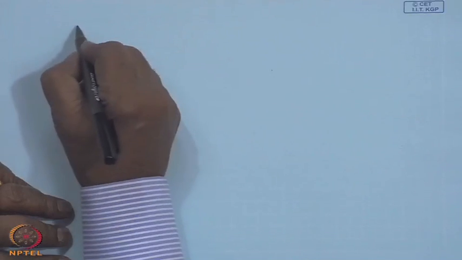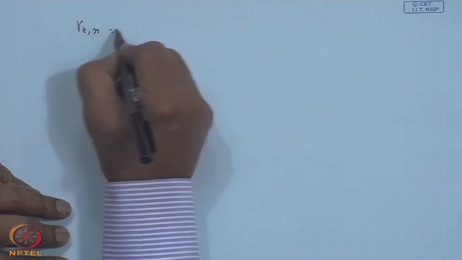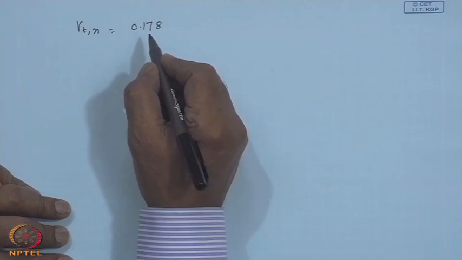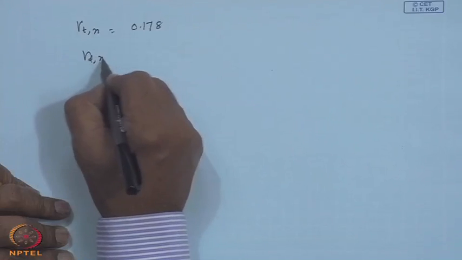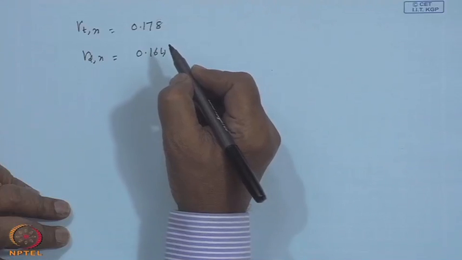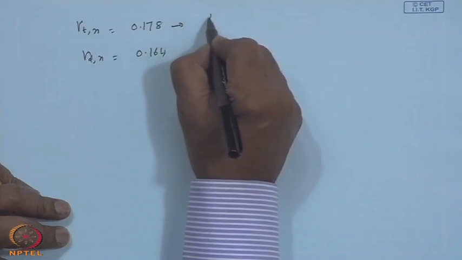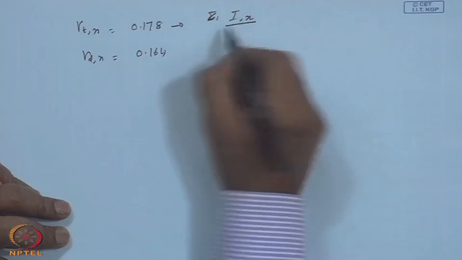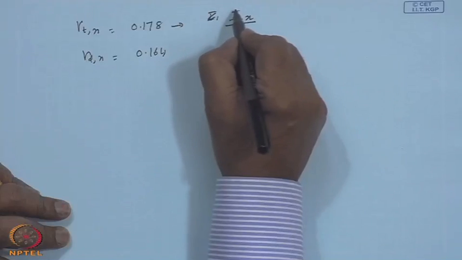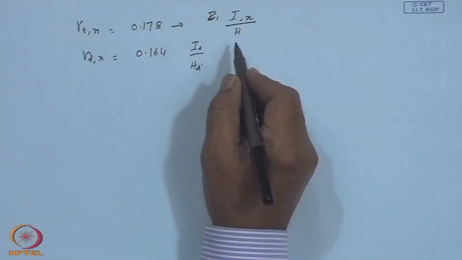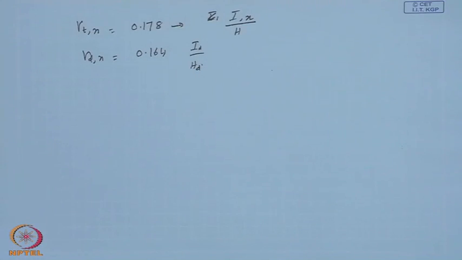and from this we proceeded to calculate RTN, which is 0.178. Once again, this is a correlation due to Collares-Pereira and Rabl, and RDN is 0.164. This is a relation due to Liu and Jordan, and remember that this is I at the noon time by H for the day or the monthly average day. This is ID by HD. In other words, if we know HD or H, we can calculate I or ID.